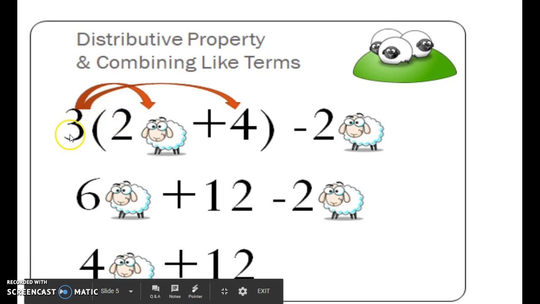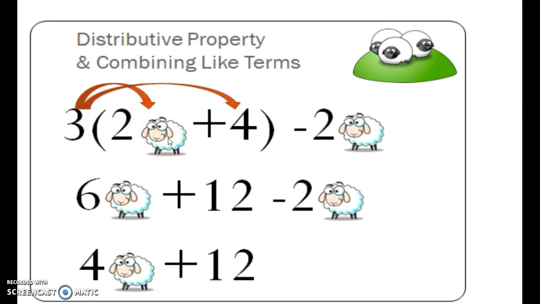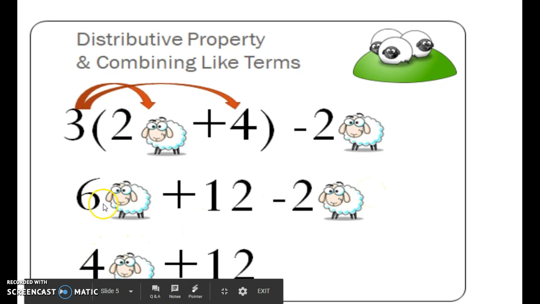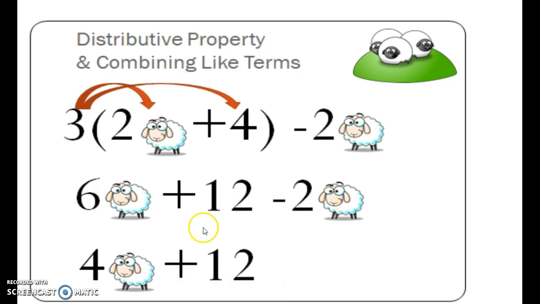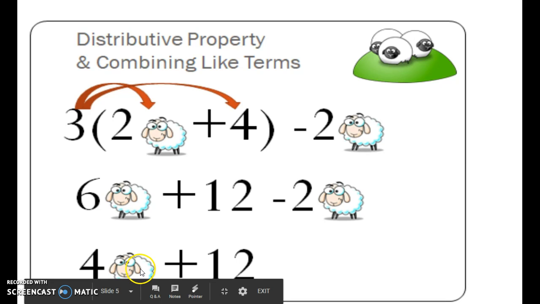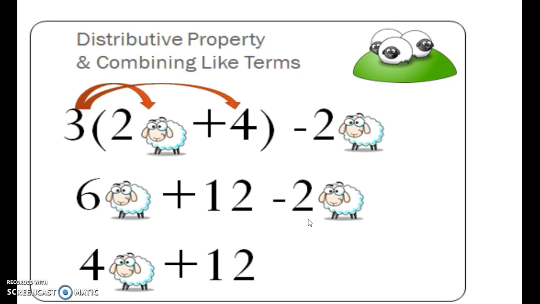We're going to use the distributive property. So 3 times 2 sheep equals 6 sheep. And then plus 4 times 3 is 12. And then you just bring your minus 2 sheep down. Then if you finish combining them, you have 6 sheep minus 2 sheep. That's going to be 4 sheep. And then you bring your 12 down. That's all you can do to that equation.